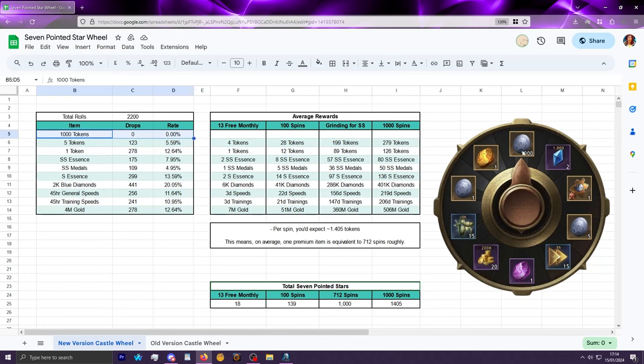The 1,000 stars at the top of the wheel, which has replaced the old Castle or March skin, I have here, of course, in my data. I didn't hit it, so it's a 0% drop rate.